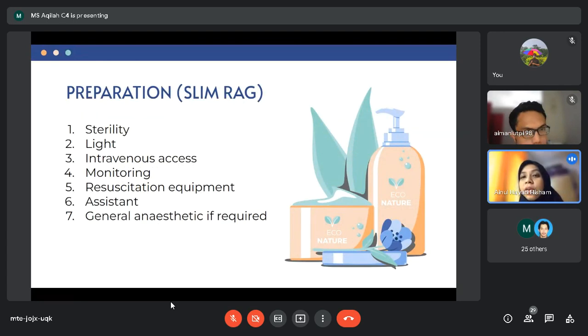So, what do we need to prepare for regional anesthesia? It can be simplified by using the mnemonic SLIMRAT. S stands for sterility, L for light, I for intravenous access, M for monitoring, R for resuscitation equipment, A for assistant, and G for general anesthesia if required. This is how to simply remember the preparation for regional anesthesia, SLIMRAT.